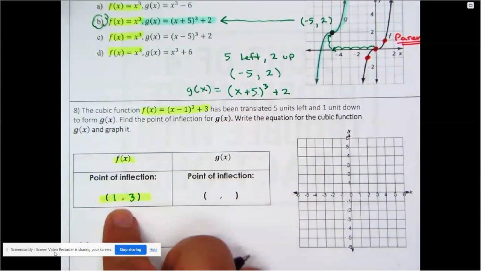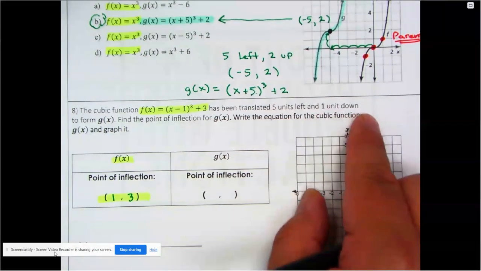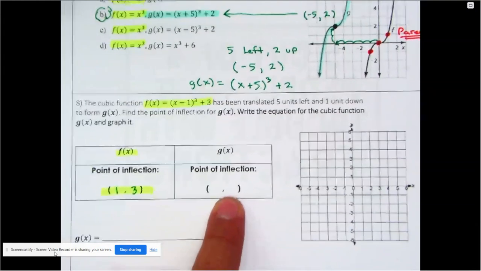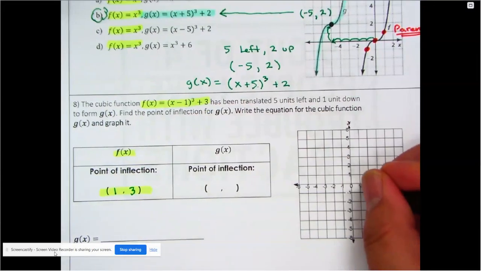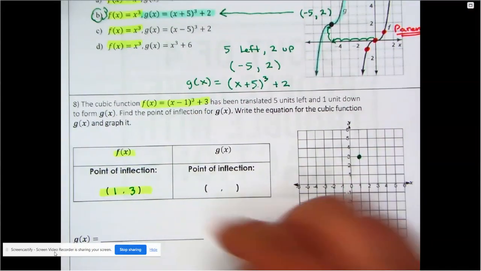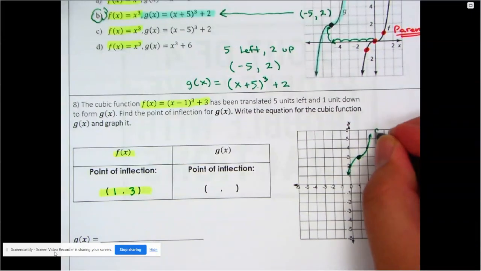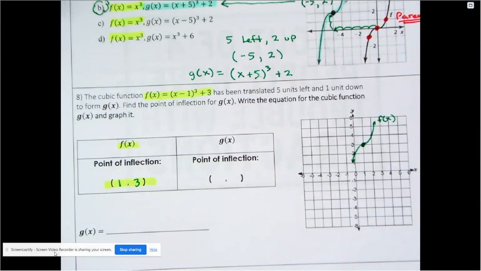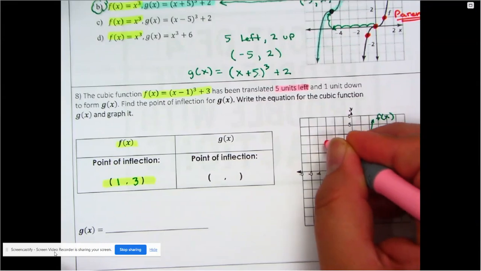You started here. It has been translated 5 units to the left and 1 unit down to form g of x. All right, now, again, we can actually already come up with this if we wanted to. If the graph is here, let's use it. 1, 3, 1, 3. My a value was a 1, so it's going to be like this. There's f of x right there. But then think about what they said. They said you're going to go 5 to the left. So we're going 5 left. 1, 2, 3, 4, 5.